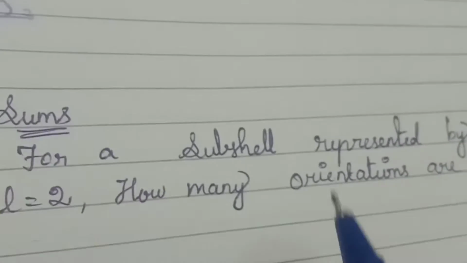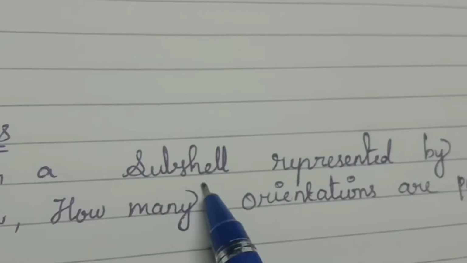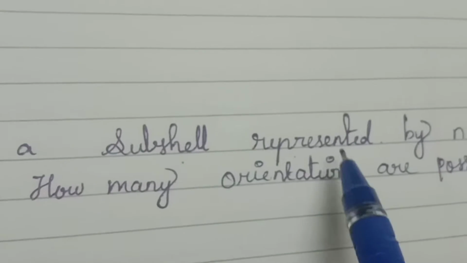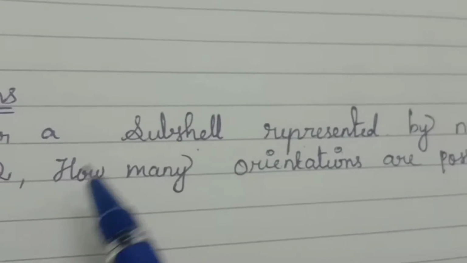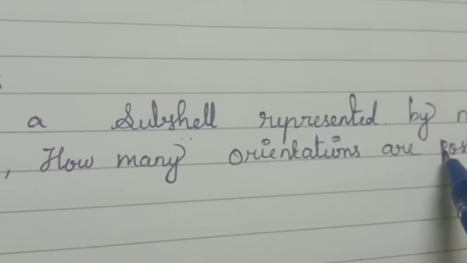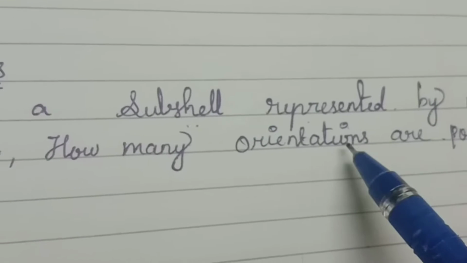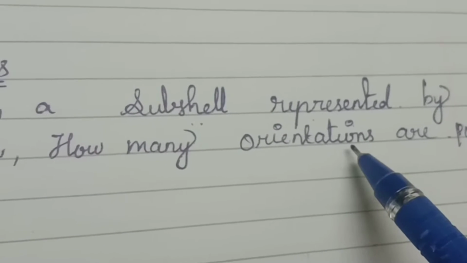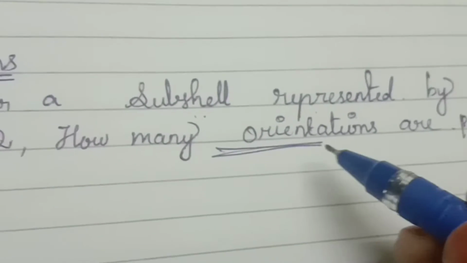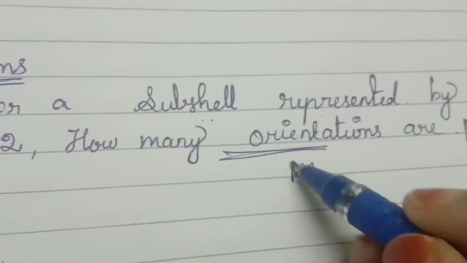Okay, I already told you how to calculate the values for N and L. Now we are going to see some sums. For a subshell represented by N is equal to 3, L is equal to 2, how many orientations are possible? Now we are going to calculate that. They have already given the N value and L value. How many orientations means which quantum number you have to calculate? The magnetic quantum number, the M value.